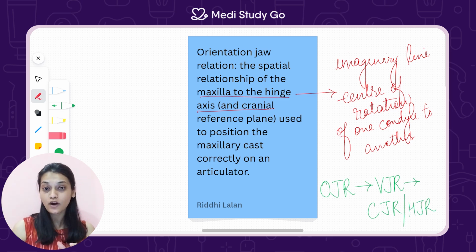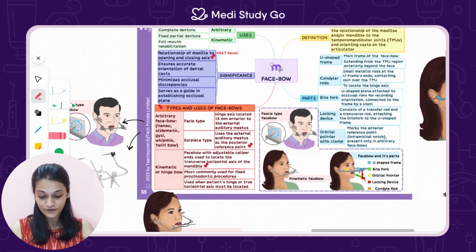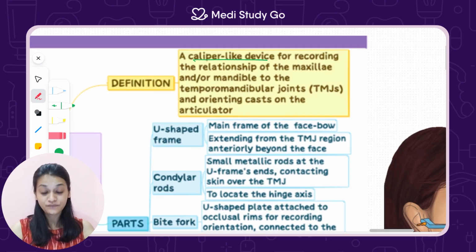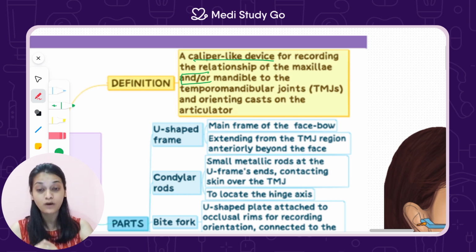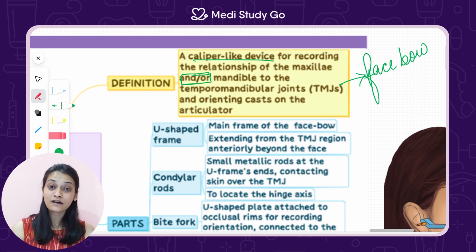So now what is very important here is that the maxillary cast is being oriented to your articulator. Now there needs to be something to transfer, right? And this is where your Facebow comes into the picture. When we talk about Facebow, it is nothing but a caliper-like device that is used to record the relationship of maxilla and or mandible. This one term will make all the difference to the temporomandibular joint and orienting the cast on the articulator. It is only because of Facebow that we orient the maxilla to the skull.